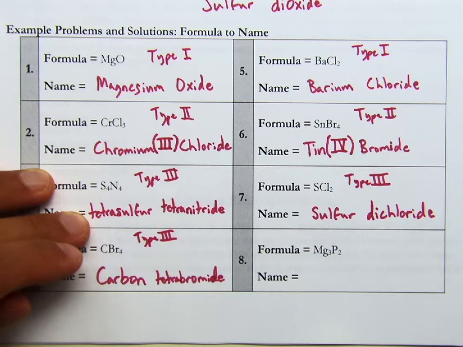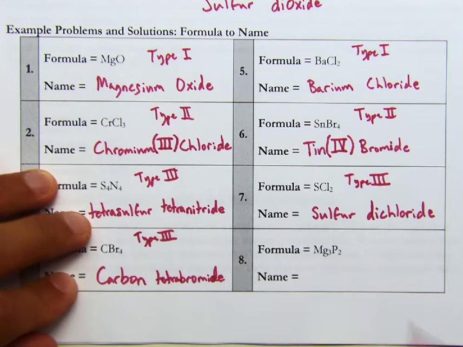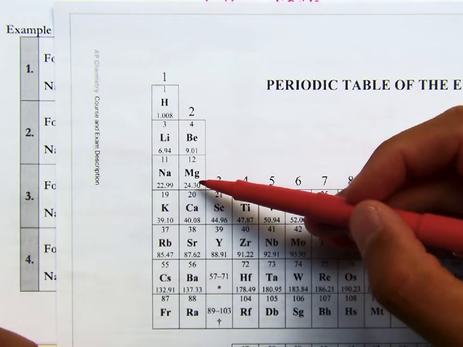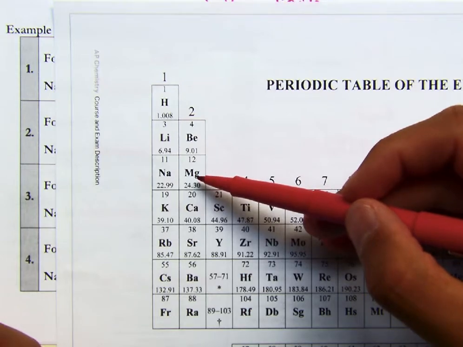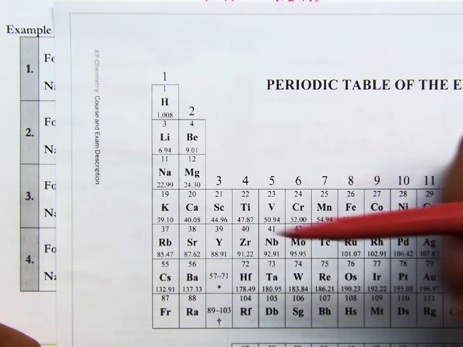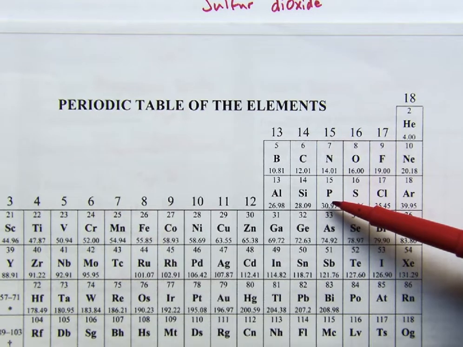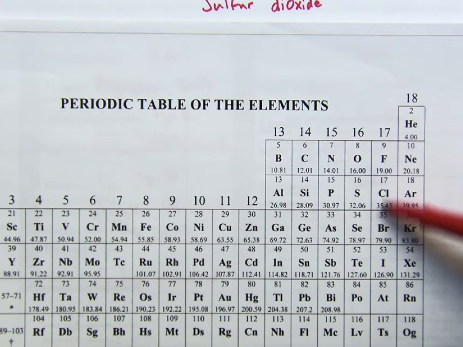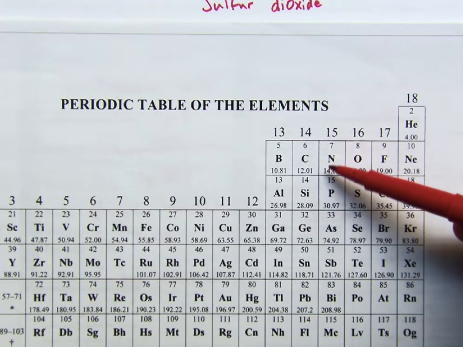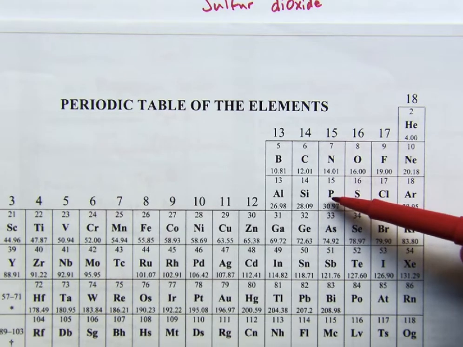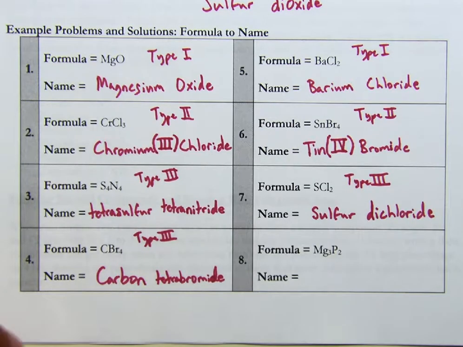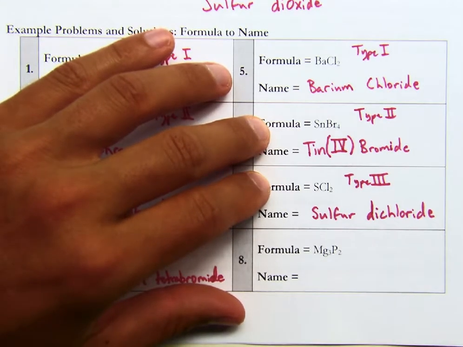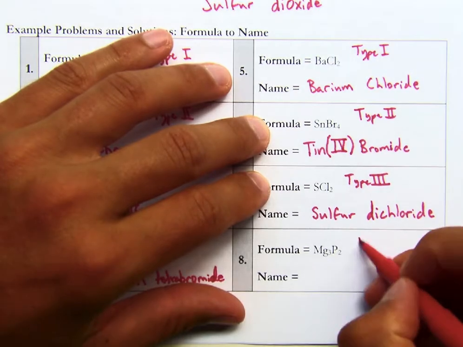Okay, next one on here. We have magnesium and phosphorus. Magnesium, we actually saw earlier, it's in column 2. So it's a metal. And it's a type 1 metal because it always has a positive 2 charge. Phosphorus is right here as a nonmetal. Phosphorus has a negative 3 charge. This is -1, this is -2, this is -3. Anyhow, it doesn't really matter because we have a metal and a nonmetal, and the metal is in column 2, so it's a type 1 compound.